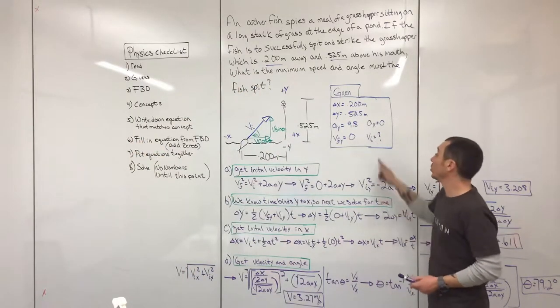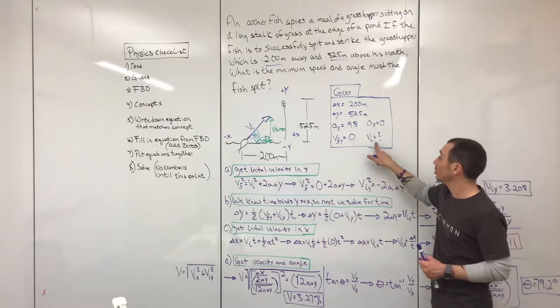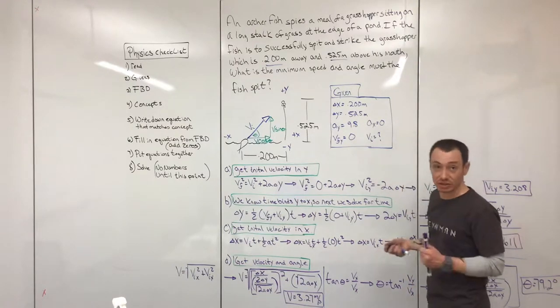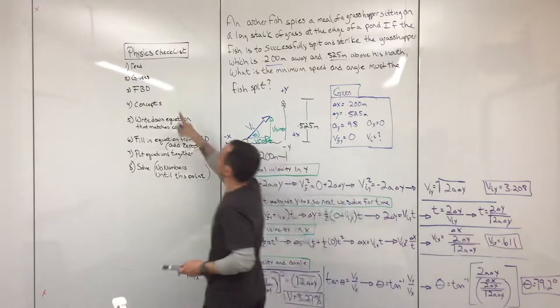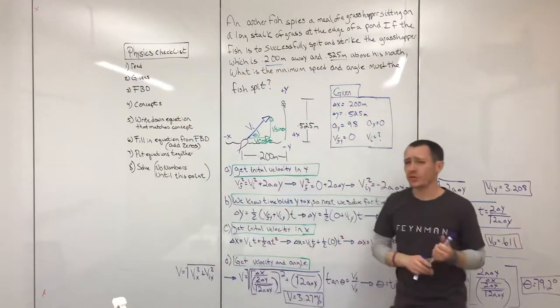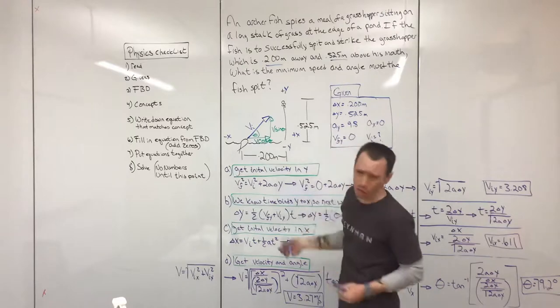And again, we need to know the initial velocity total, right? And I didn't write x or y here because it's the total that we're looking for. All right. So next is a free body diagram. Again, free body diagrams are for forces. We don't have forces here. There's one force, right?